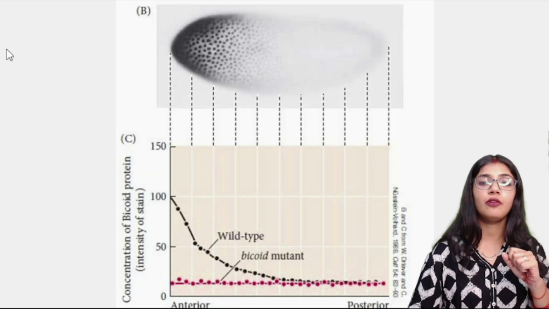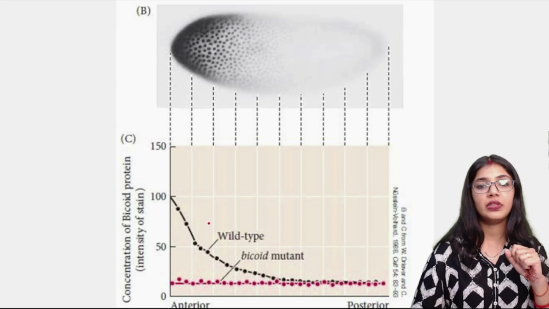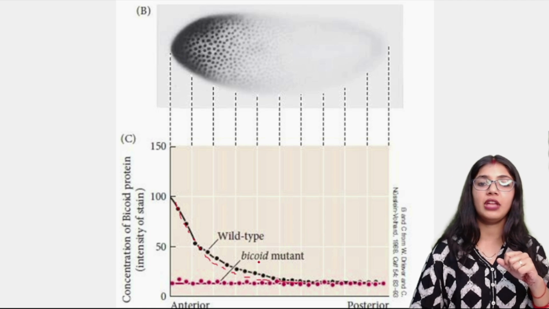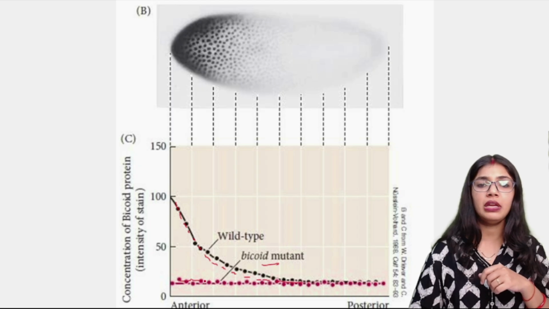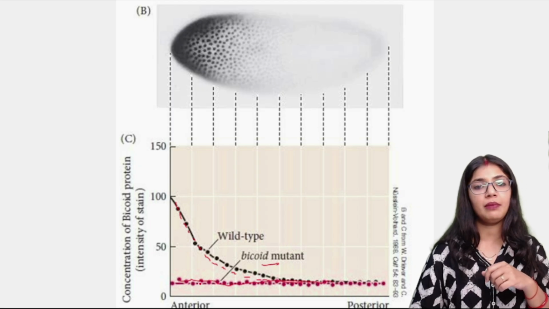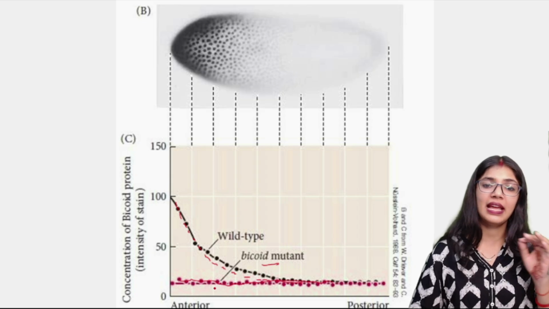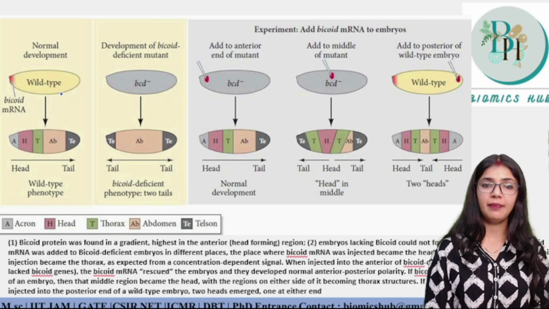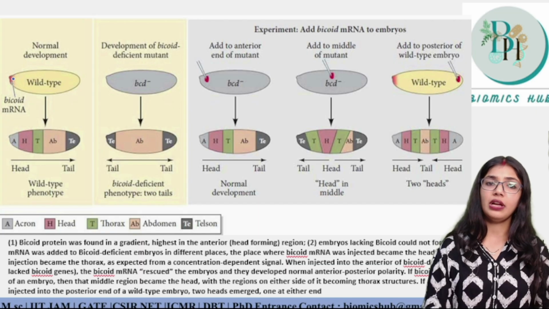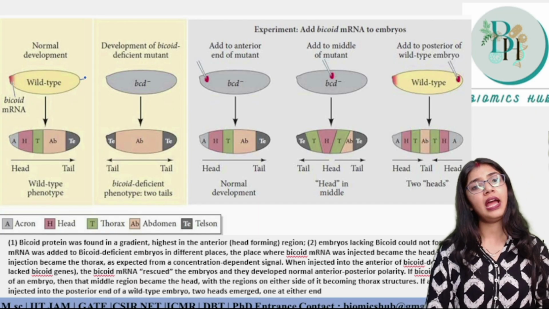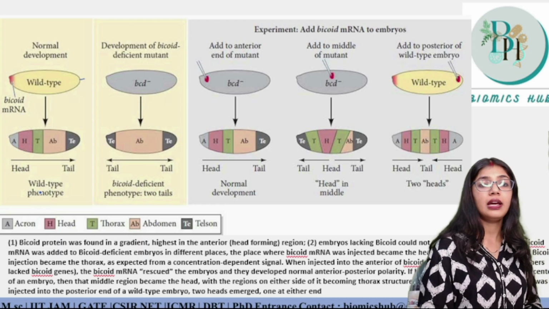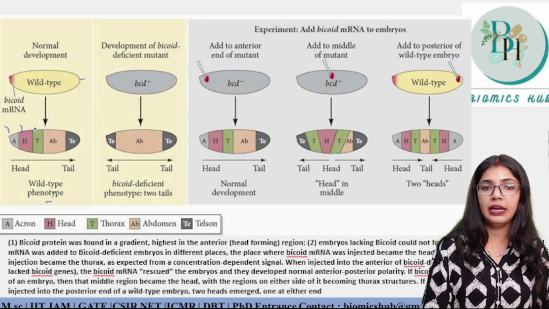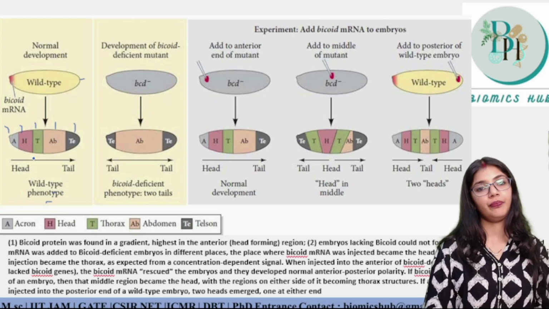Okay, so let us see what happens if bicoid is mutated. Here we can see the wild type is secreting this much bicoid, but if there is a mutation in the bicoid gene, there will be no bicoid protein, or it will be negligible. So let us understand the mutation case. In the normal development of the wild type embryo, bicoid mRNA is present in the anterior region and nanos is present in the posterior region. So the wild type phenotype will have acron, head, thorax, abdomen and telson. This is the structure.